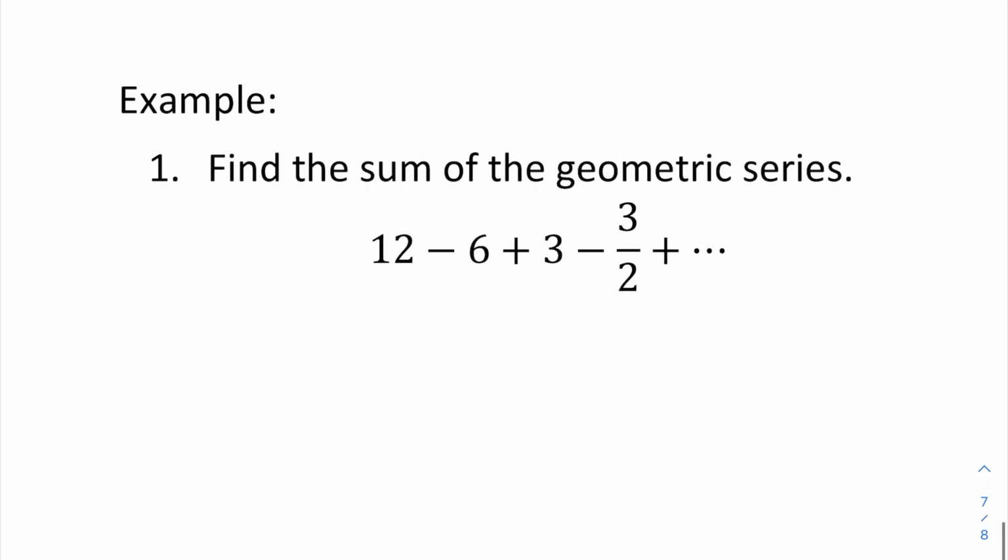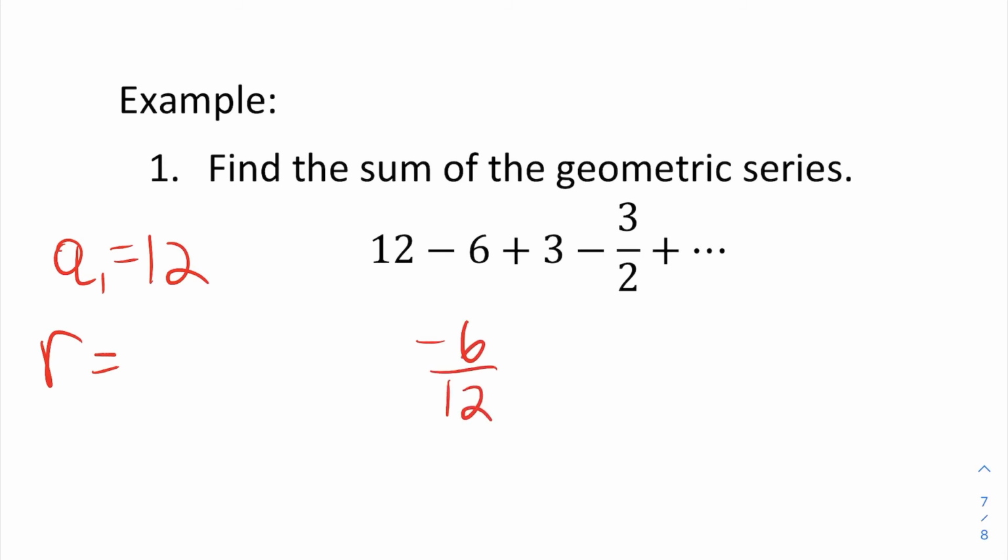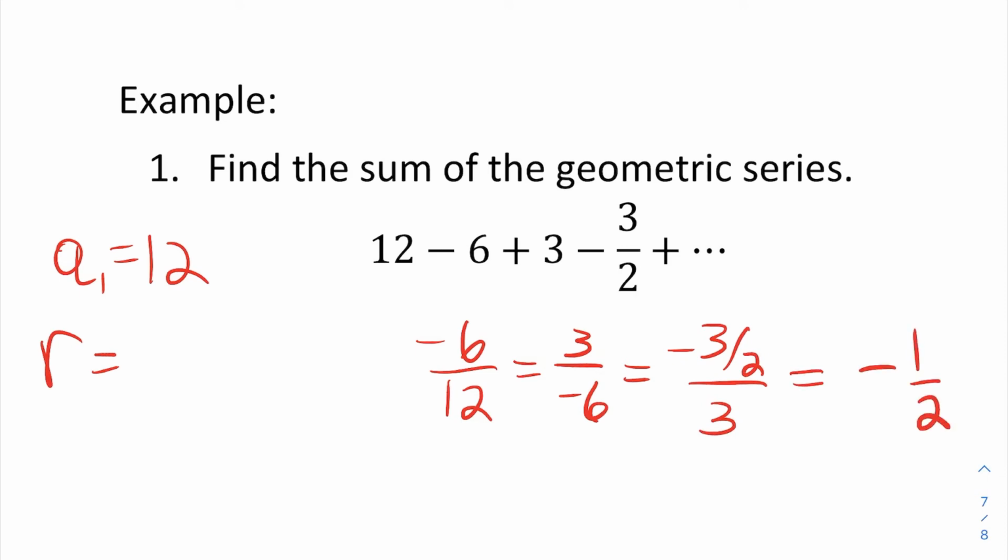Well, let me see. We would need to know the first term, and that's pretty straightforward there: 12, because the formula says the first term over 1 minus the common ratio. Next thing I need to know is the common ratio. Well, it's the ratio of consecutive terms. All those consecutive terms have the same ratio. That ratio is equal to negative 1 half.